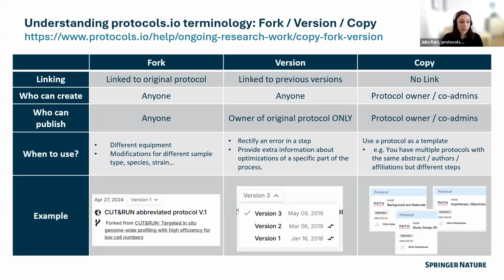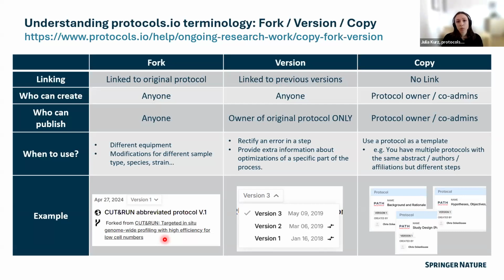So you might have seen these things on the protocols that you view on the platform. We can see here, this is the top of a protocol. If it is forked, it will have this badge that says where it's forked from, and there will be a link to the protocol that it's forked from. So with forking, anyone can create a fork, and it's always linked back to the original protocol that it's forked from. Anyone can also publish the forks that they've created.